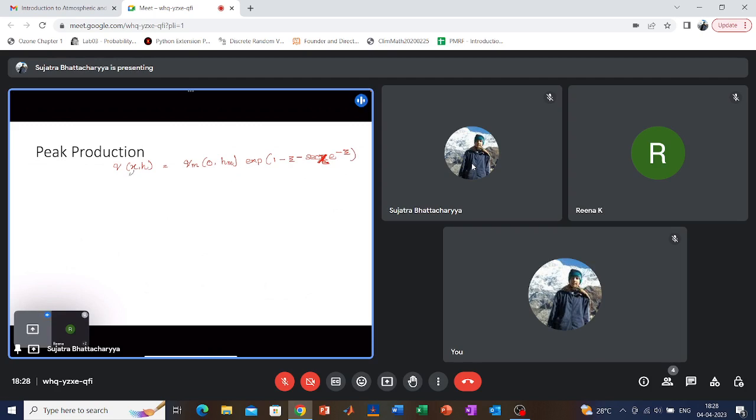Okay, this chi, just reminding, is the zenith angle, that is, this is the earth, this is the normal, and if the radiation comes at a particular angle, then it is chi. Now this is for chi equal to 0, that is for the normal incidence, and e to the power these things. Now what is z here? Z or zeta, whatever you say. Zeta is defined as the height above the peak production.